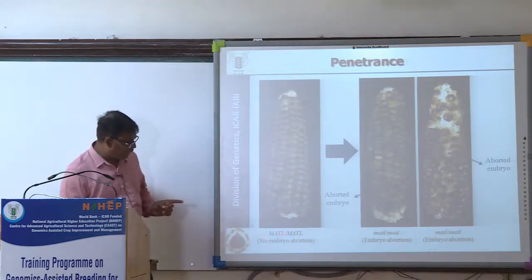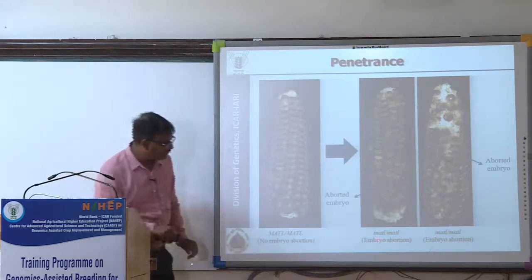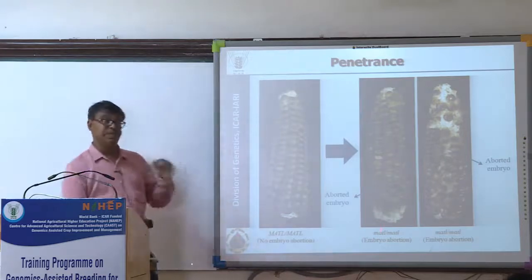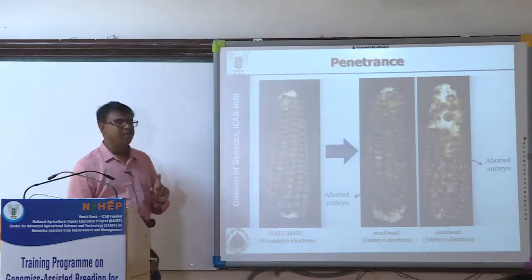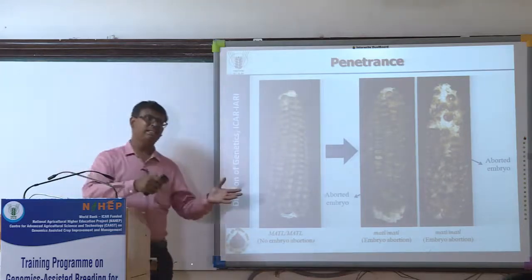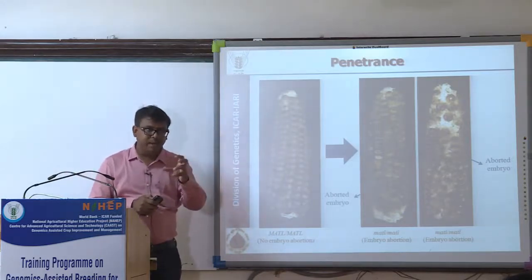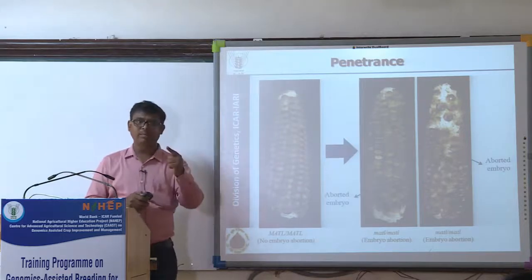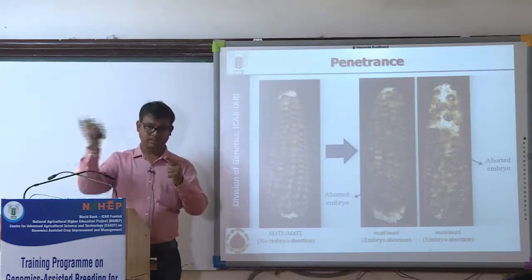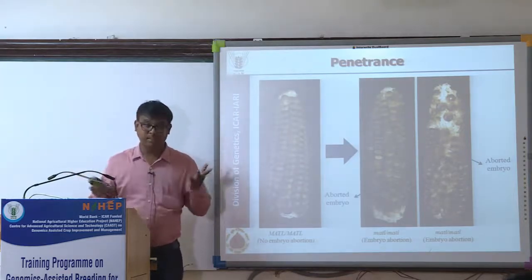Once this capital wild type allele is replaced by a recessive allele, that becomes an inducer, right? Inducer means what? After fertilization, your endosperm will be normal, 3N, but in the embryo, only the female N will be working, the male N will be aborted. So what happens is the maternal haploids.